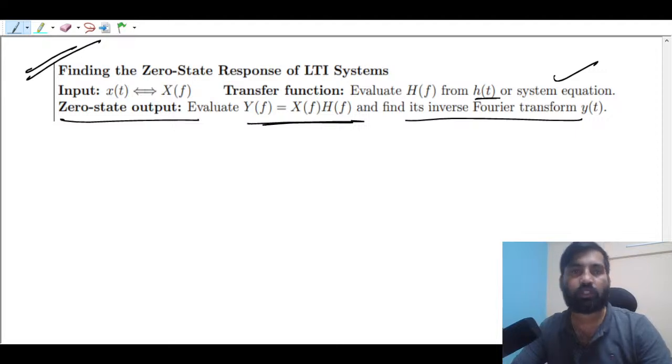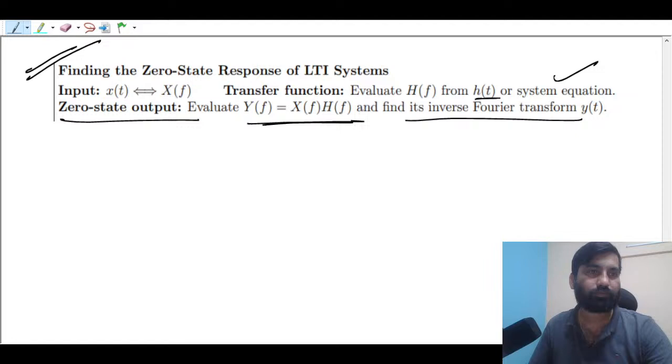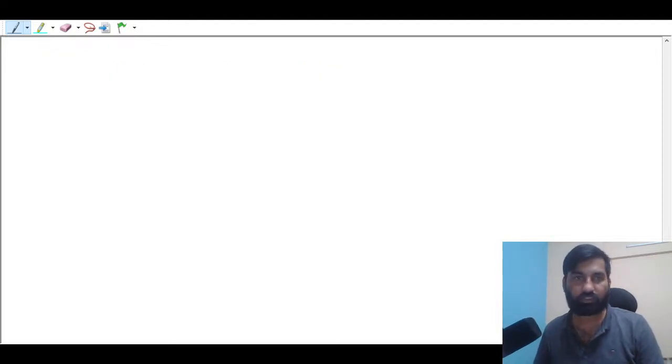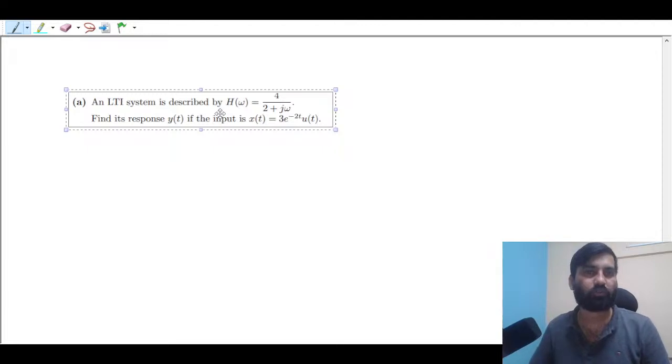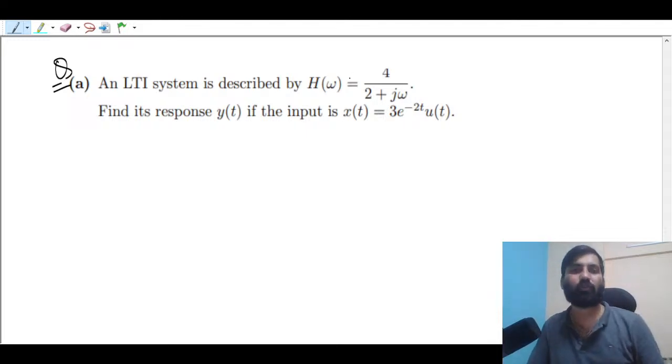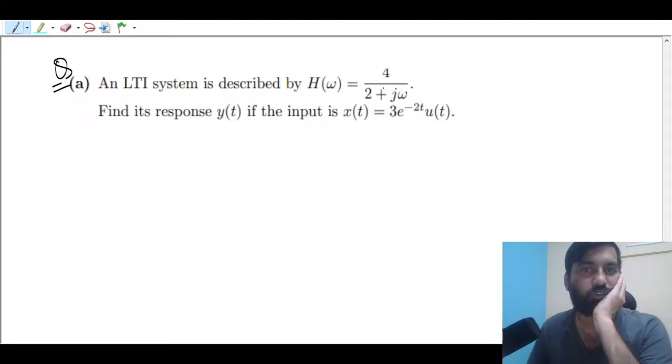So let me take one question here. This is nothing but your system response, okay? System response, zero state response, everything is the same here, right? So this is a question. An LTI system is described by H of omega, that is 4 by 2 plus j omega. So you can find out the system equation also here.